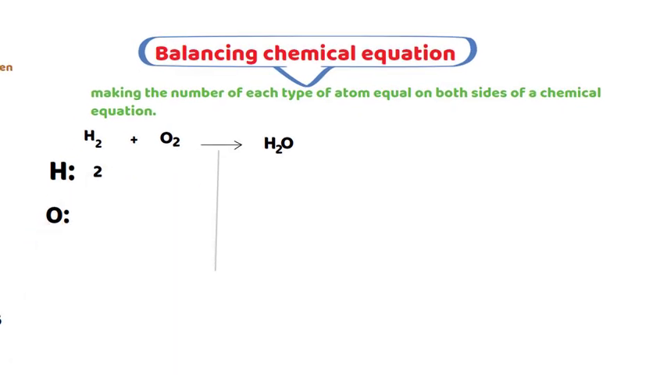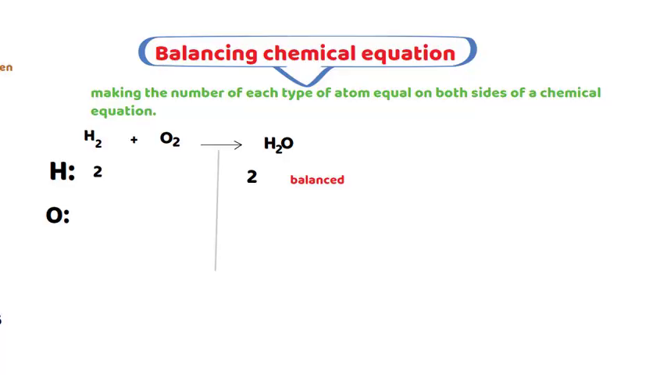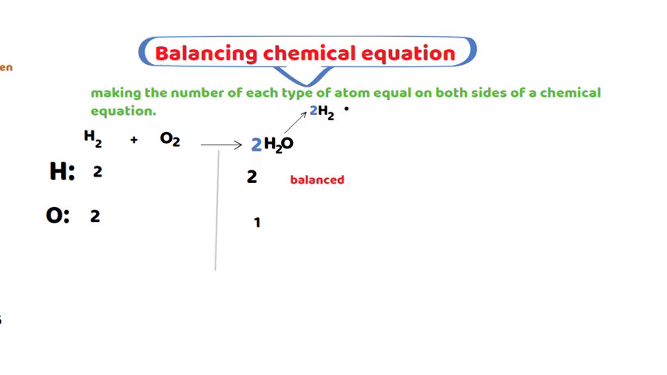Now let us count each. We have 2 hydrogen in the reactant side, and again we have 2 hydrogen in the product side. Therefore hydrogen is balanced. Now consider oxygen. In the reactant side we have 2 oxygen, but in the product side we have 1 oxygen. To make this equal, let us place 2 in front of water.